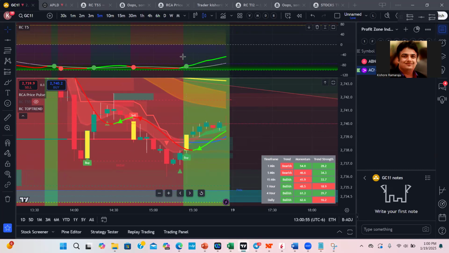If you don't see the confluence, then don't take it. For example, if top trend is showing sell and price pulse is showing buy, then don't take it. If all of them are telling the same thing, then that is the best opportunity. If all of them are telling it will go up, take it. If all of them are telling it will go down, take it. If two are telling it will go up and two are telling it will go down, don't take that, right? Because there will be 20, 30, 50 opportunities every day.